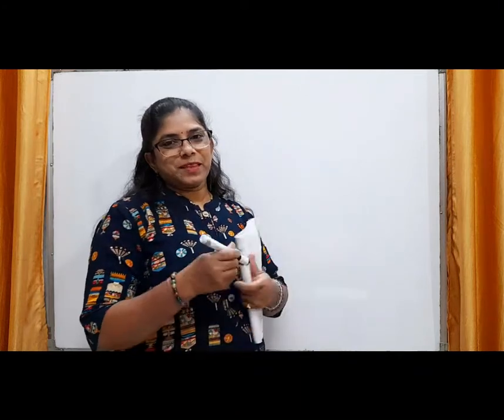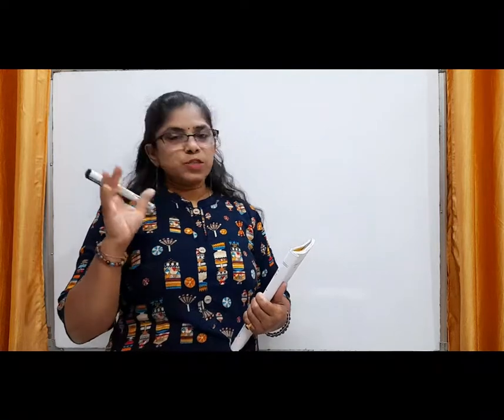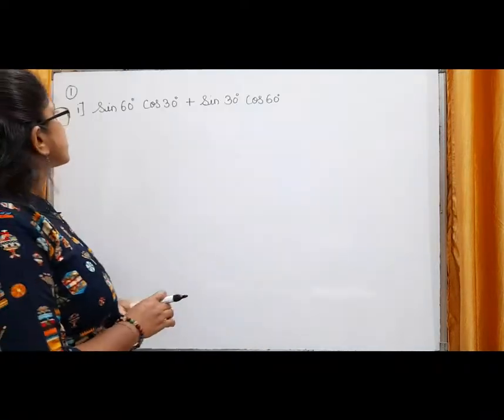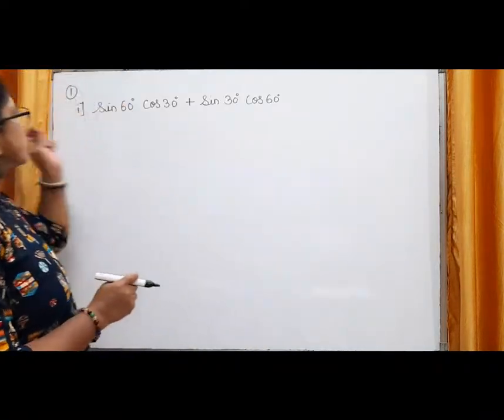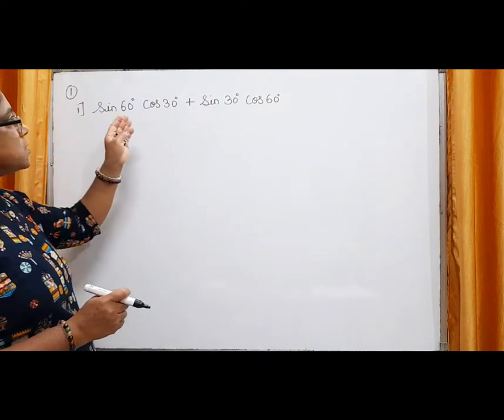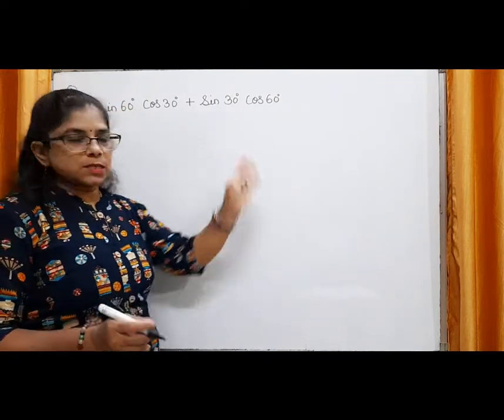We are going to start exercise 11.2 of Introduction to Trigonometry. Let's start with the first sum of the first Roman number. First sum: sine 60 into cos 30 plus sine 30 into cos 60.